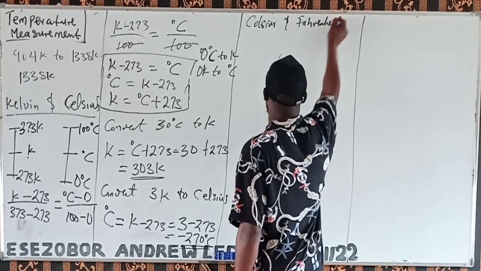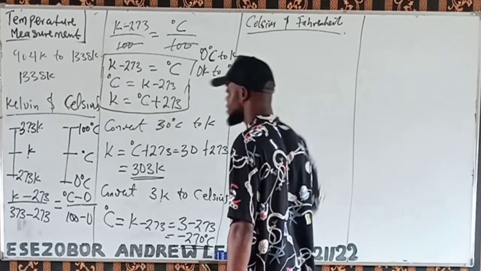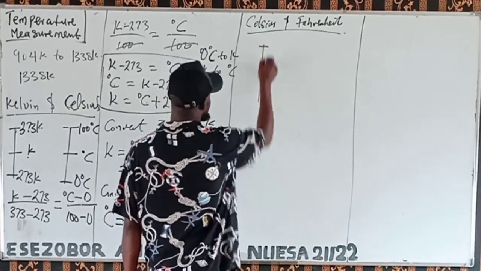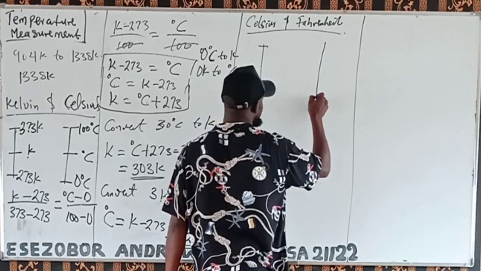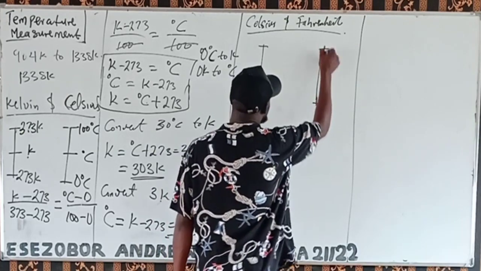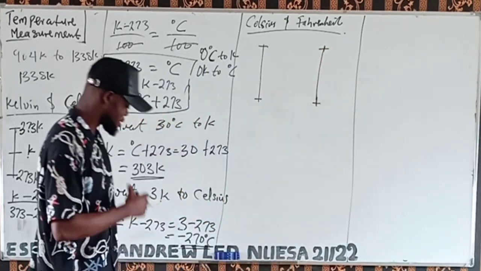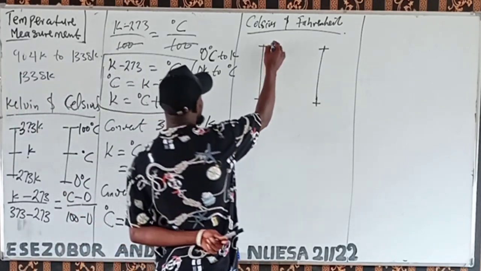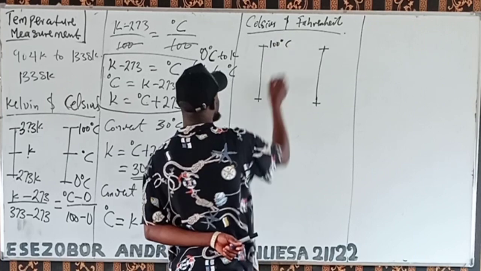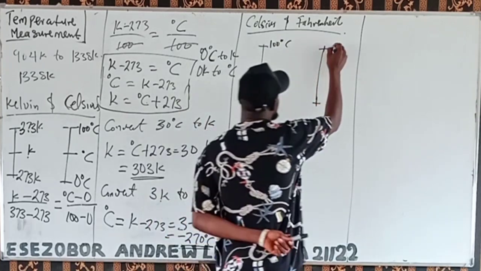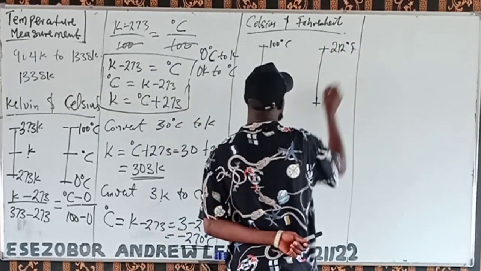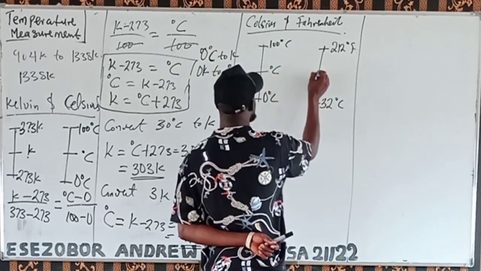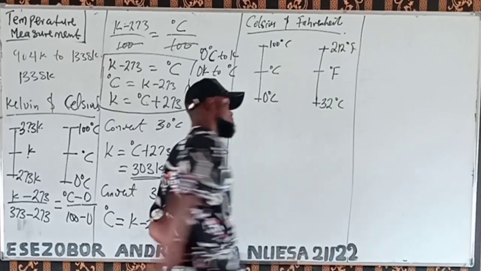Celsius and Fahrenheit. Let's do Celsius and Fahrenheit. Remember, if you want to do it, you draw 2 scales. One for Celsius, the other one is what? Fahrenheit. So I'm doing Celsius and Fahrenheit. The upper fixed point is 100 degrees Celsius, which is 212 degrees Fahrenheit, and the lower fixed point is 0 degrees Celsius, which is 32 degrees Fahrenheit.